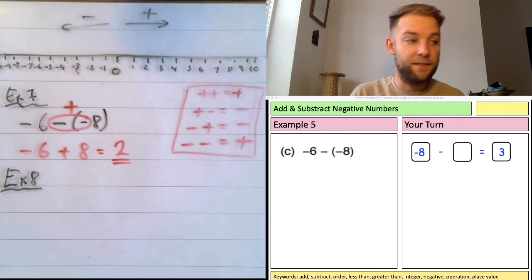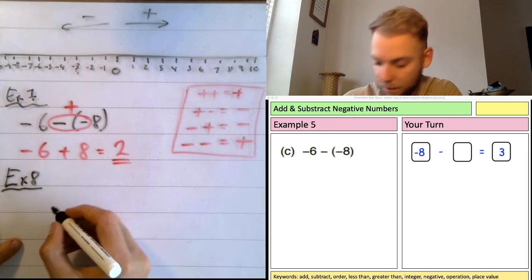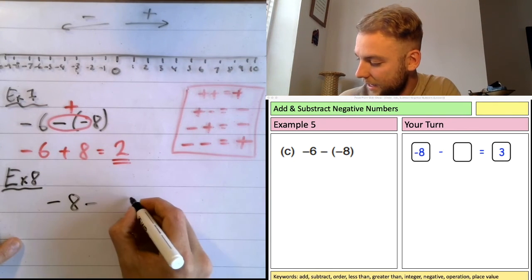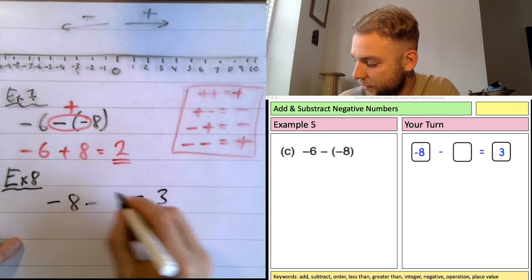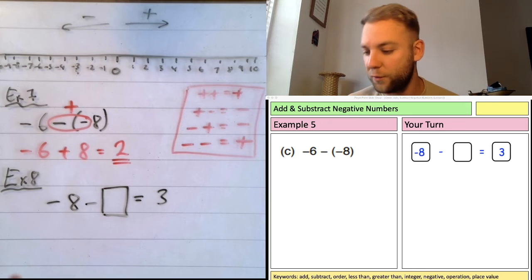Okay, let's look at it together again then. So, this one's a little bit tricky now. It's not the same as the ones we've been looking at. Here I've got negative 8, subtract something, is equal to positive 3. Now, we're working backwards a little bit here. You might have flew through this already.